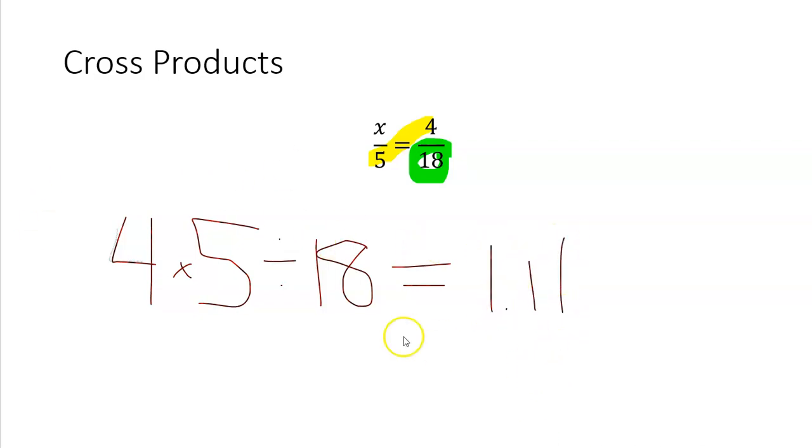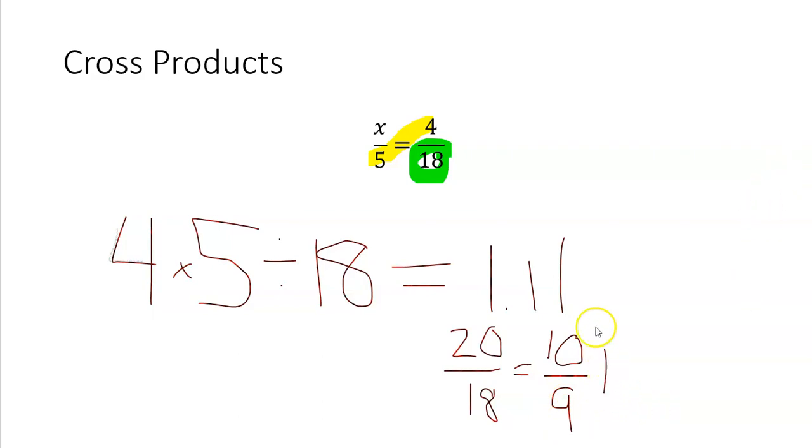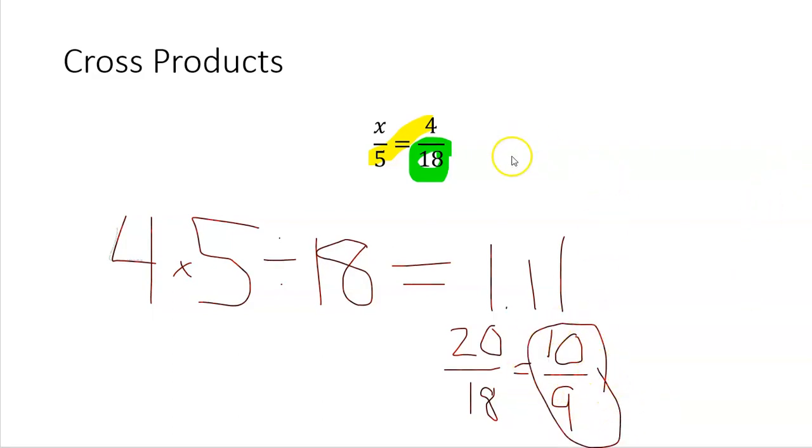1.11. Or I could leave it as 20/18 and just reduce that fraction down to 10/9. So 1.11 for decimal, 10/9 for fraction. As we go more and more towards algebra, this fraction answer is going to be better, which doesn't negate the value of the decimal answer.